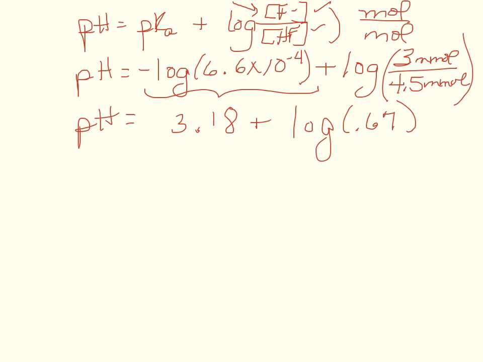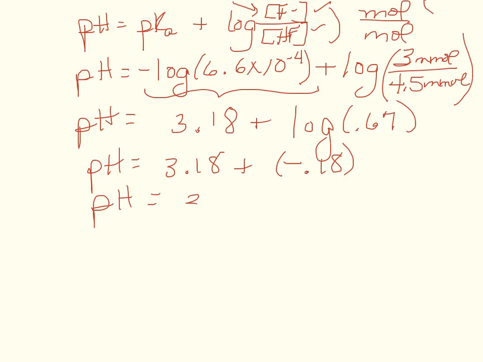And the log of that is negative 0.18. So that kind of works out nicely. The pH is an even 3. Make sure that makes sense, okay? The original pH was 1.9. And so it makes total sense the pH has gone up a bit because we're adding sodium hydroxide.